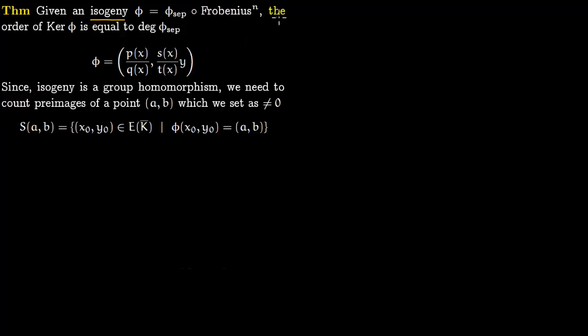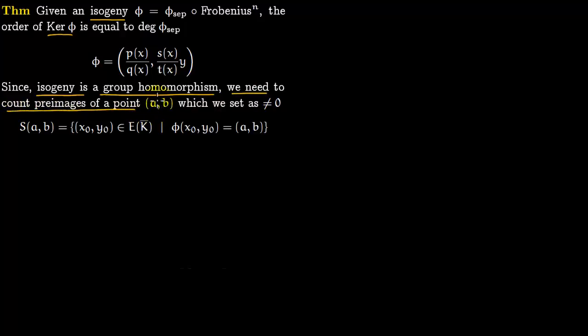And now we want to show that the order of the kernel of this isogeny is equal to the degree of the separable part. So our isogeny is given like this: P over Q, S by T, Y. So this is our isogeny in standard form. Now since our isogeny is a group homomorphism, rather than worrying about which points get mapped to 0, we just take one point in the image and then we count the pre-images of that point.